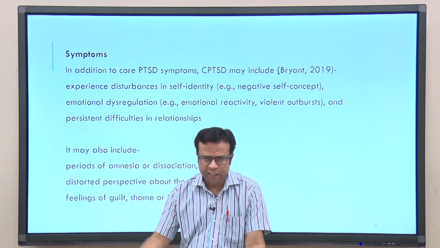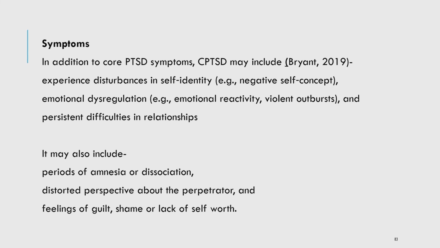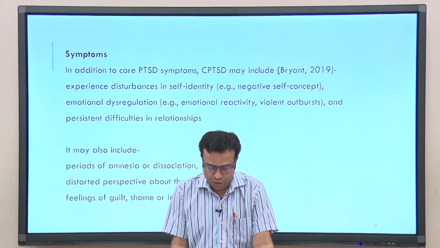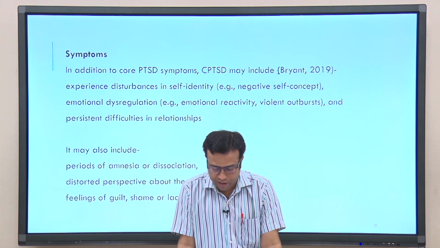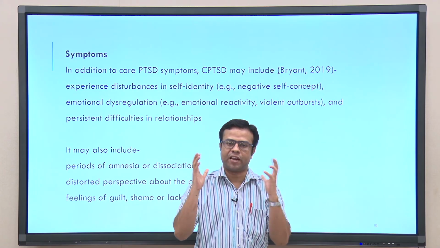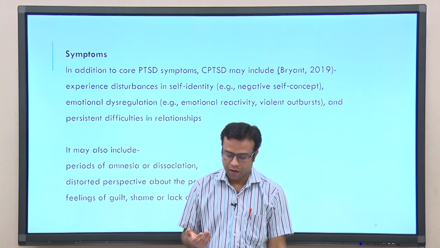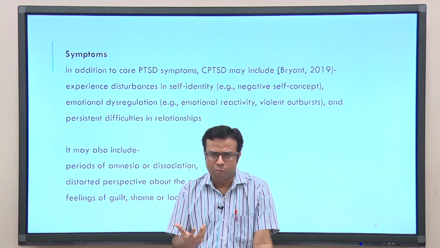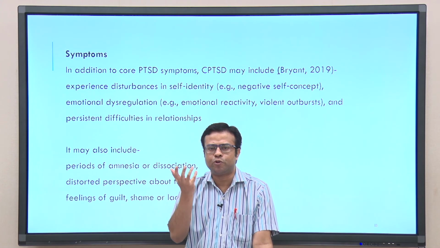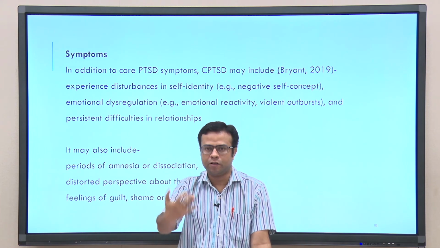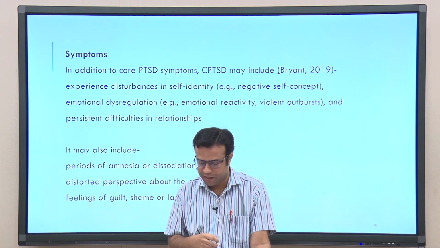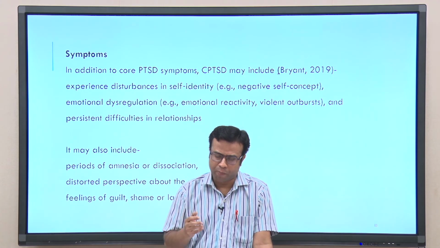Symptoms include all the symptoms of PTSD, but also symptoms beyond PTSD, because the experience of trauma is much more prolonged and involves multiple traumatic events. Additional symptoms include disturbances in self identity. Your whole sense of self identity gets disturbed and shattered in complex PTSD. Emotional dysregulation is very common, because when you go through such experiences, you cross all the limits of tolerance and of your ability to regulate your emotions. So, people show high emotional reactivity and violent outbursts, which are very common in complex PTSD.